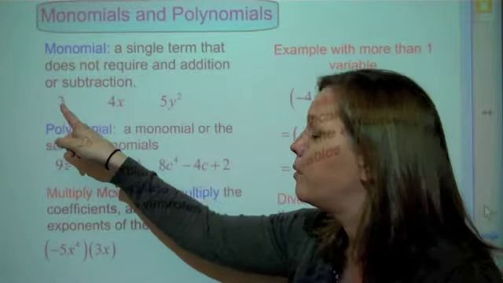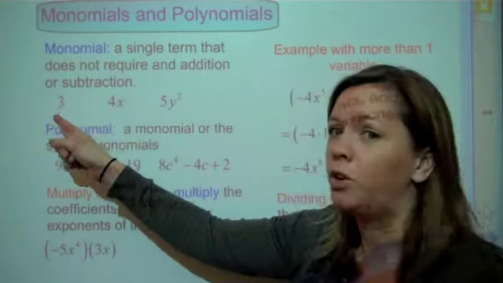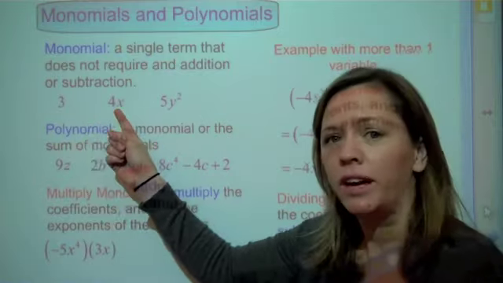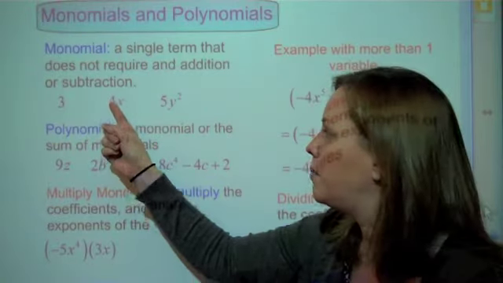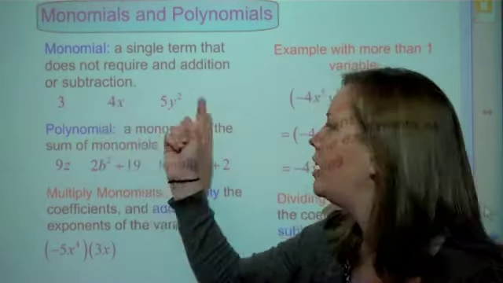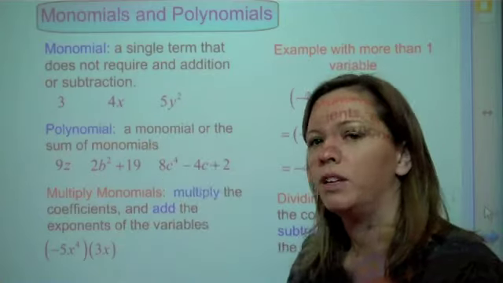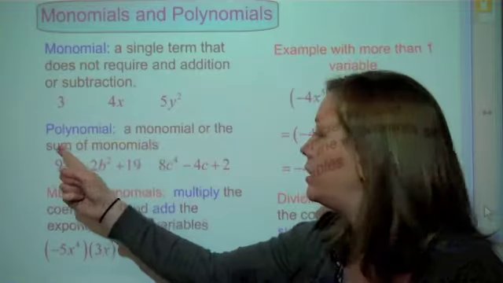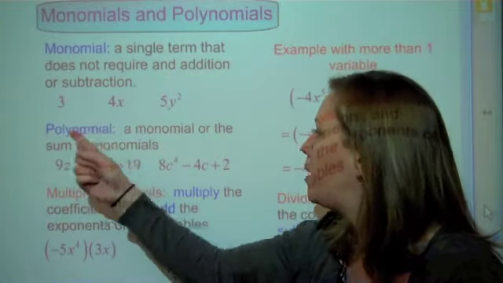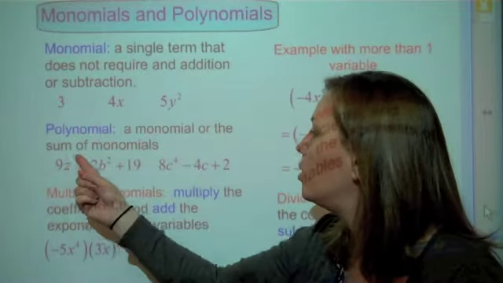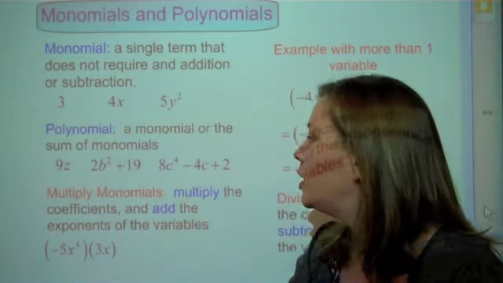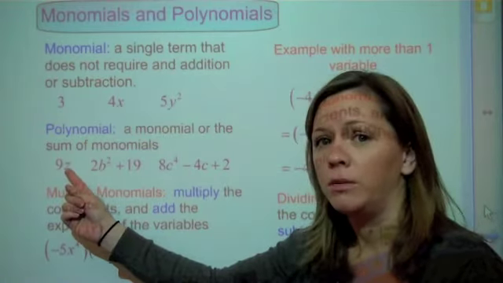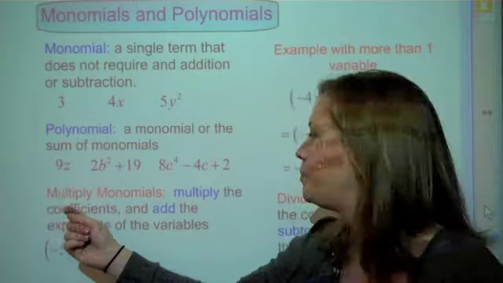So for example, the number 3 is a monomial. It's just a single term. 4x is a monomial. It's combined with multiplication, but that's okay. 5y squared is a monomial. Now, when you start including addition or subtraction, you get these polynomials. And a polynomial is a monomial or the sum of monomials. So you could say that 9z, which is a monomial, is also a polynomial.